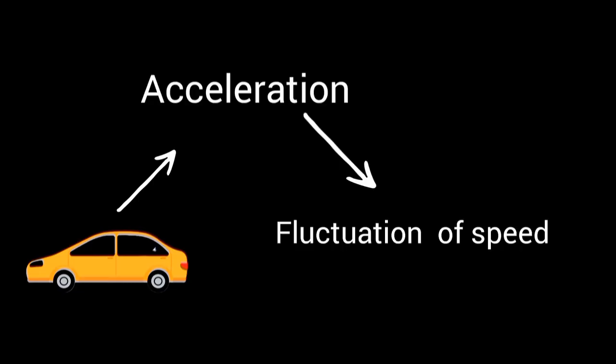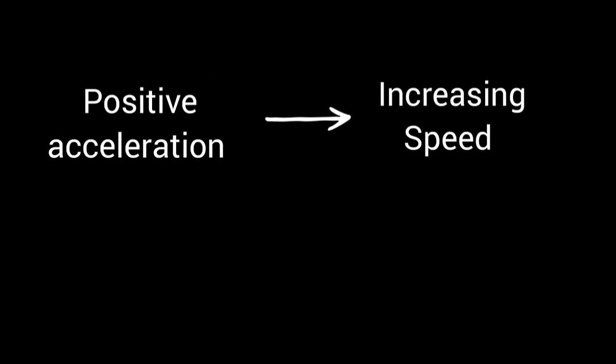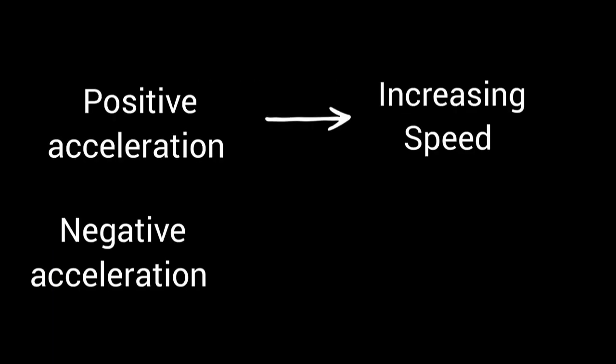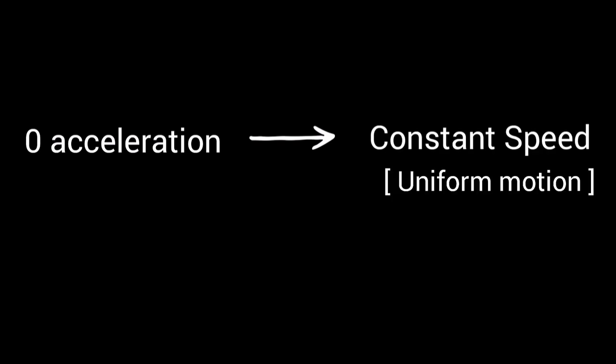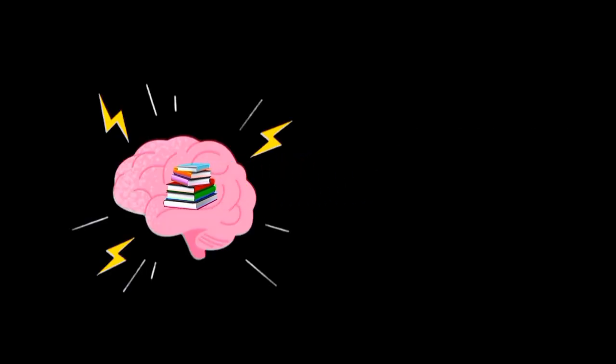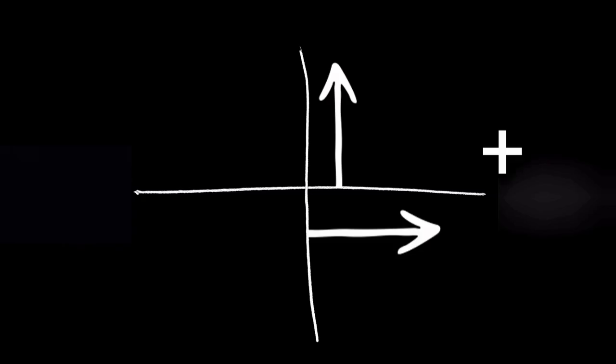Imagine a journey by your car. You'll see that your speed is not the same throughout the journey. This fluctuation of speed is called acceleration. Positive acceleration means speed is increasing, and negative acceleration means speed is decreasing, also known as retardation. And if there is no acceleration, meaning the speed is constant, it is known as uniform motion. Keep in mind that anything upward or to the right is taken as positive, and anything downward or to the left is taken as negative. Now, to find the acceleration of any body, we use this formula: acceleration equals final velocity minus initial velocity divided by time.